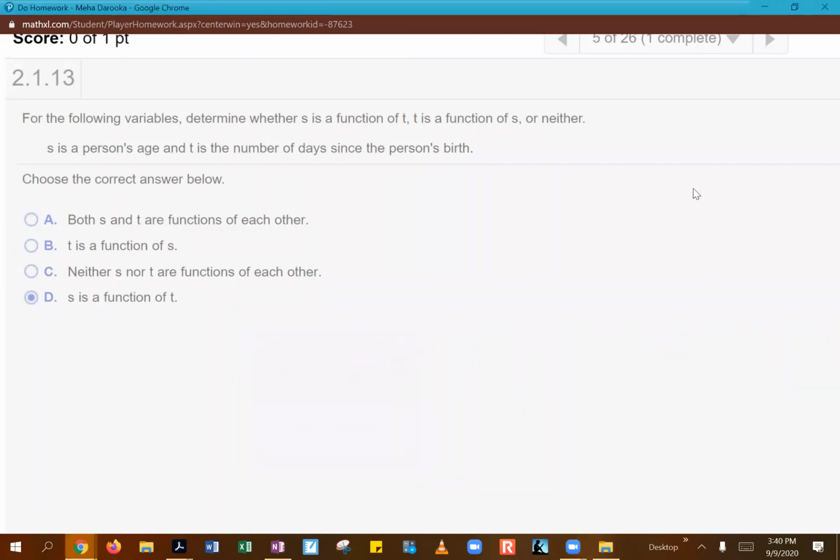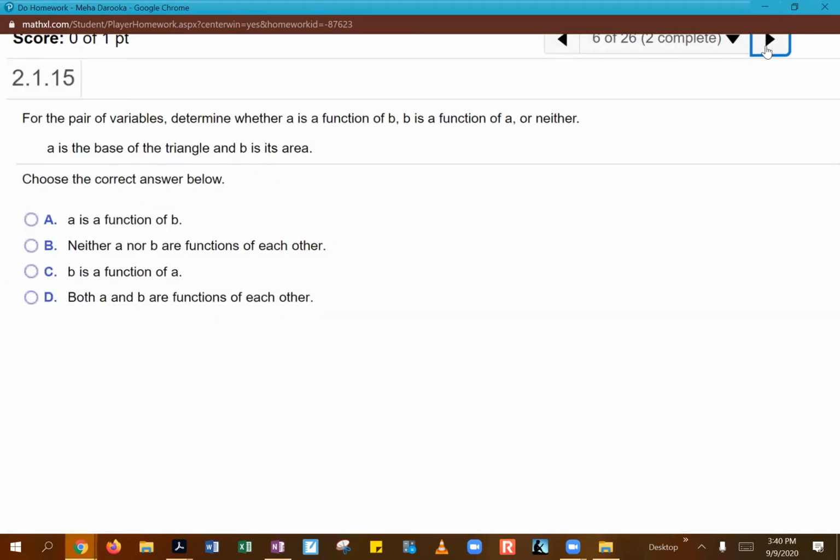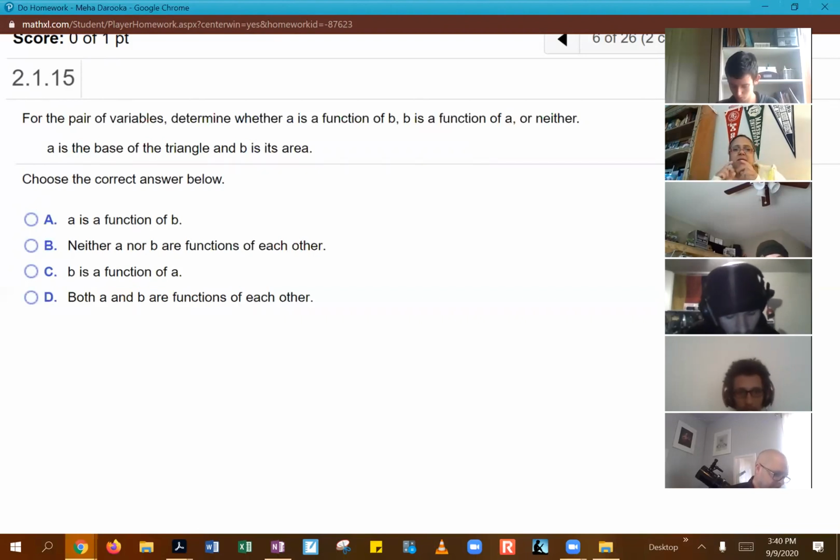Okay, so let's clear that one out and let me see if we have another example. We do over here. Let's take a look at this one. Here they're giving us A as the base of the triangle and B as its area. It's kind of like the circle example with circumference and radius, but now we're talking in terms of a triangle. So think about this one. Don't send your answers just yet. A as the base of the triangle and B as its area.